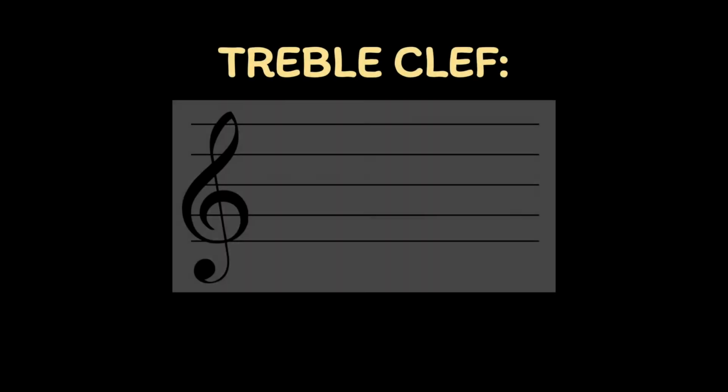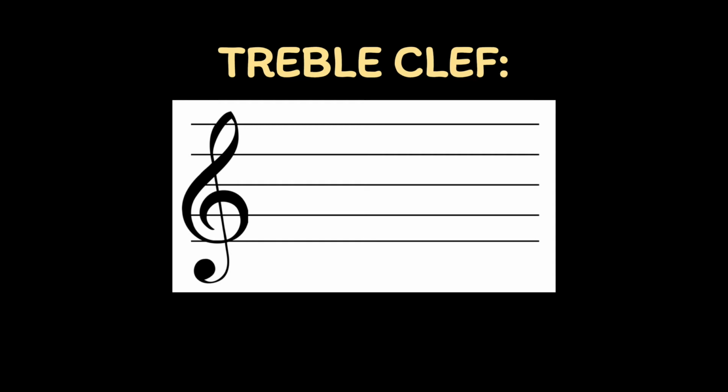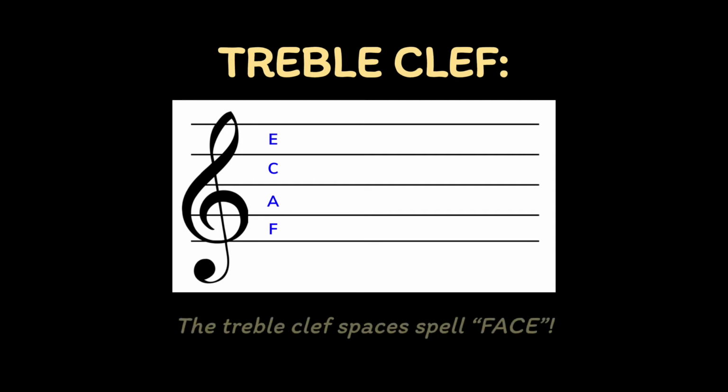One easy way to remember the treble clef notes is from bottom to top, the spaces spell F, A, C, E, or face. For the lines, just figure out what the space above and below it is and pick the letter in between. So here, if we use face, F-A-C-E, A is the space under our note, and C is the space above our note. And what letter comes between A and C?